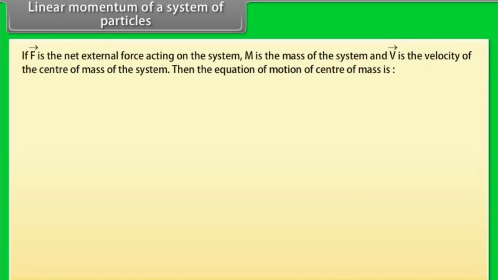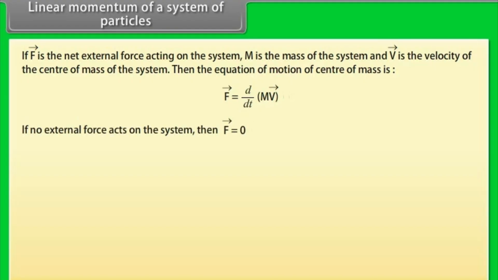Linear momentum of a system of particles. If F vector is the net external force acting on this system, m is the mass of the system, and v vector is the velocity of the center of mass of the system, then the equation of motion of the center of mass is F vector = d/dt of the product of m and v vector. If no external force acts on this system, then the F vector will be equal to 0. By putting the value of F vector in the above equation, we get d/dt of the product of m and v vector = 0.